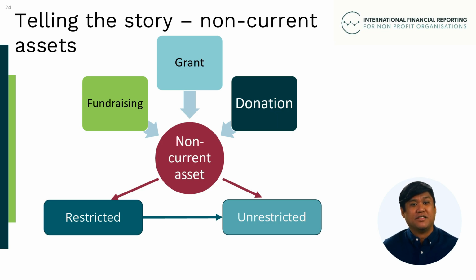In some cases, a grantor may agree that project assets are released for general use after the project is complete. At this point, the asset will be transferred from a fund with restrictions to a fund without restrictions. The following example illustrates how a non-current asset with restrictions is treated. There are further examples in the INPAG implementation guidance.